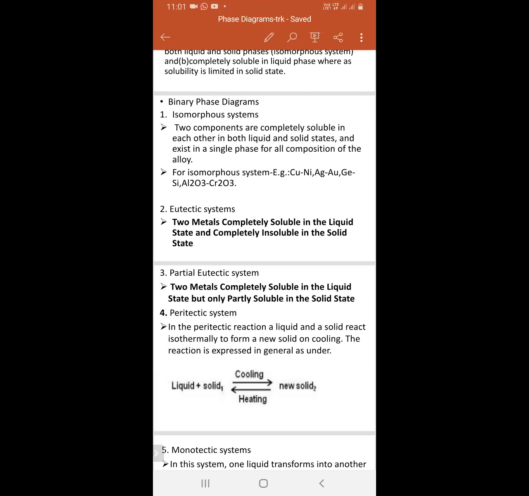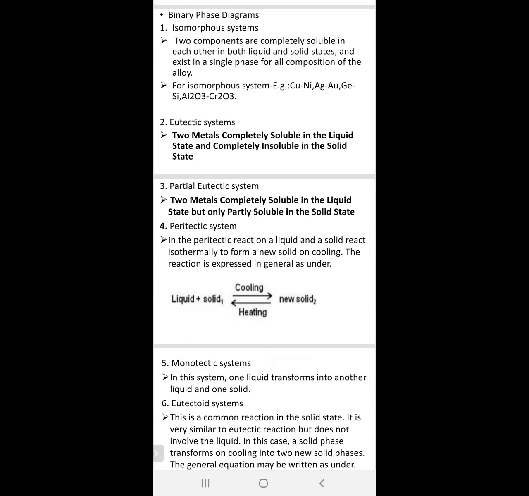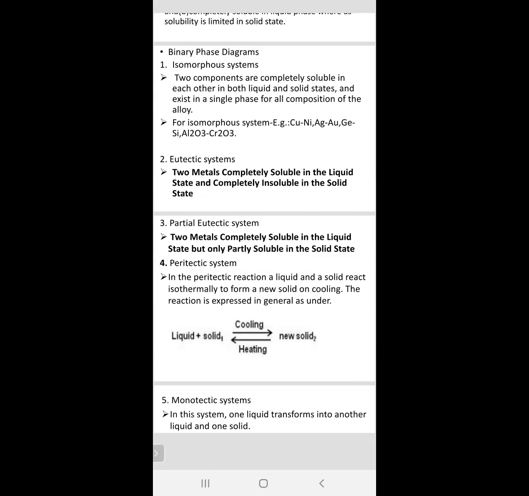Isomorphous system means two components are completely soluble in each other in both liquid and solid state, and exist in a single phase for all compositions. That is the isomorphous binary phase diagram. Examples are copper-nickel, gold-silver, germanium-silicon, and aluminum oxide-chromium oxide.